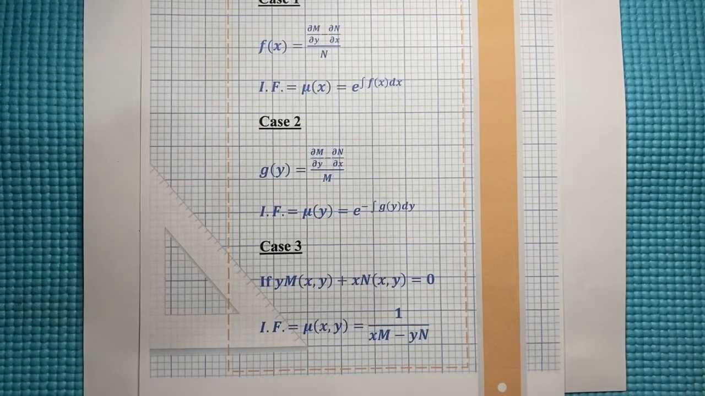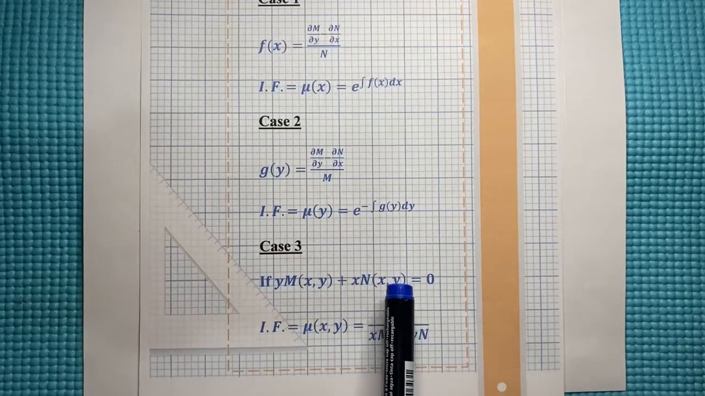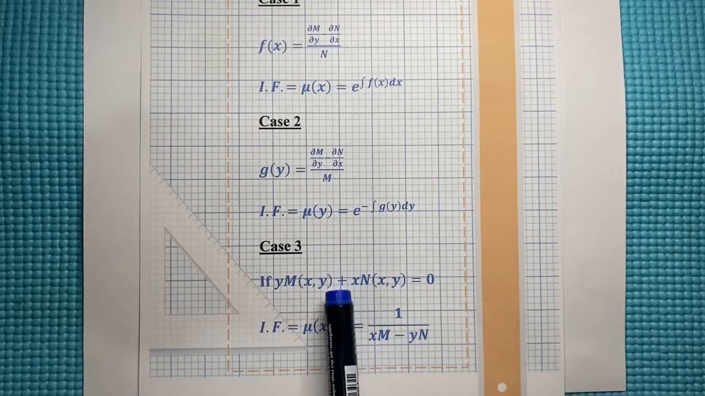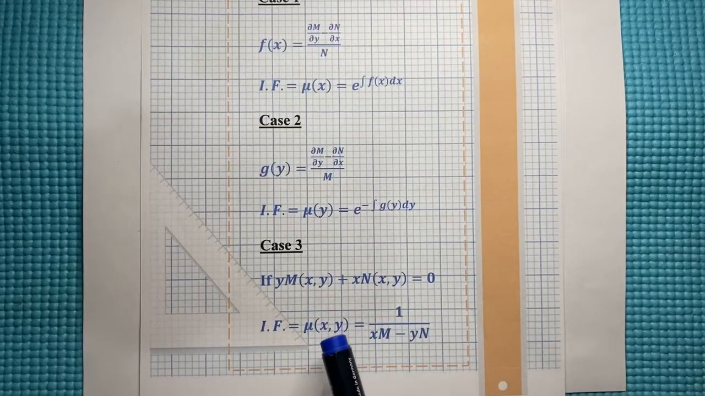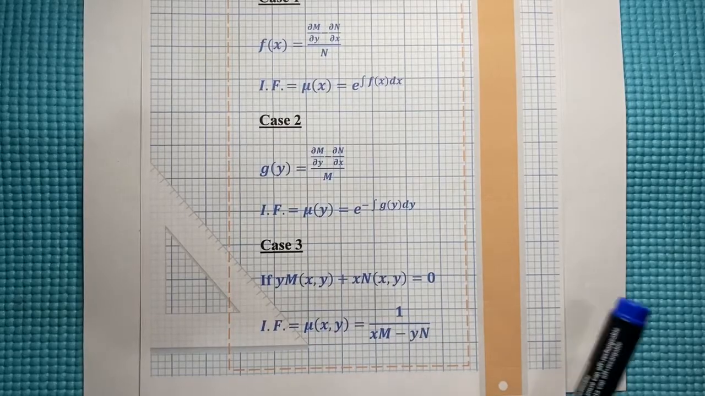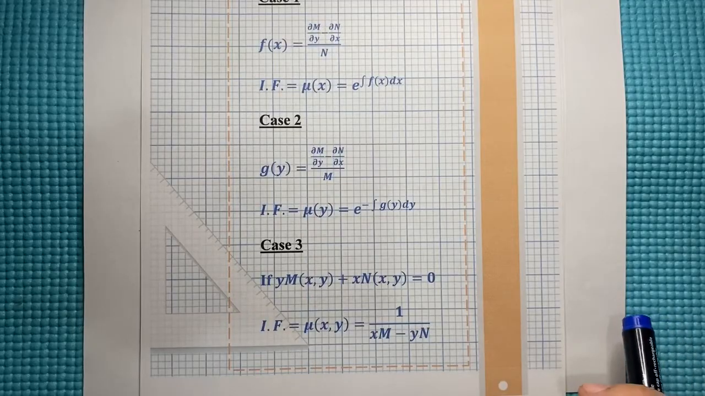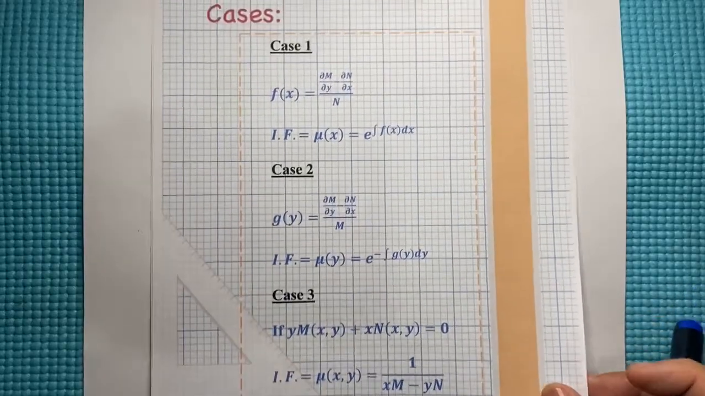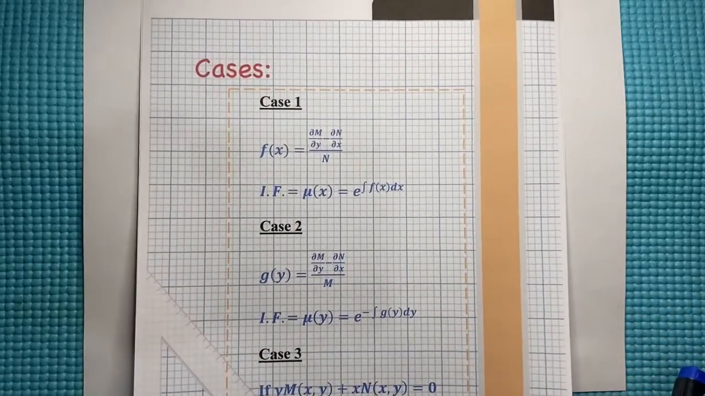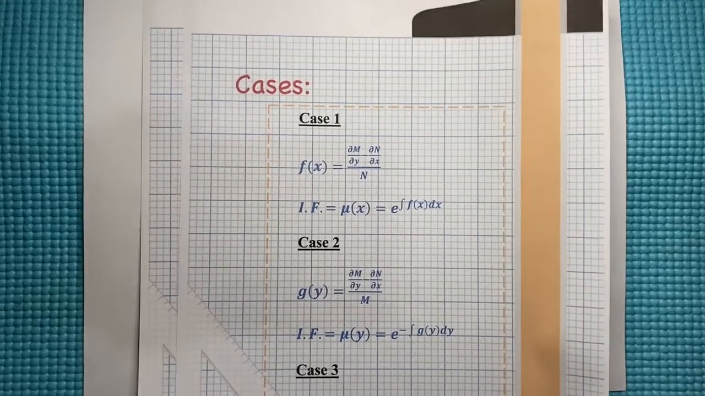There is no need to integrate. As long as the given M function is multiplied with y and the N function of x and y is multiplied with x, that would be classified as case 3. The integrating factor would be straightforward: 1 over x times the M function minus y times the N function. Now let's proceed with the process in solving a non-exact differential equation.